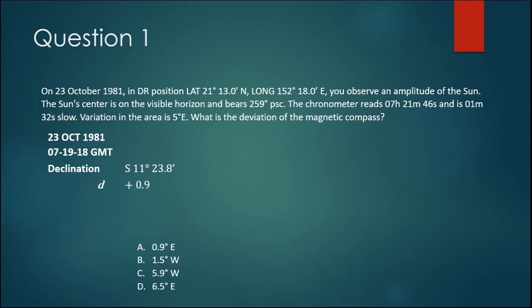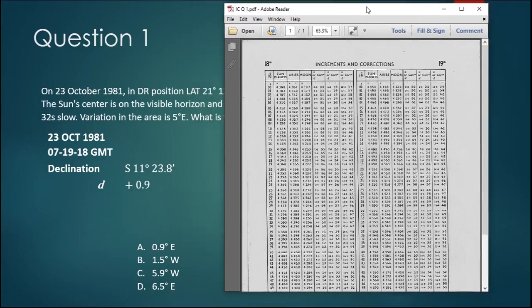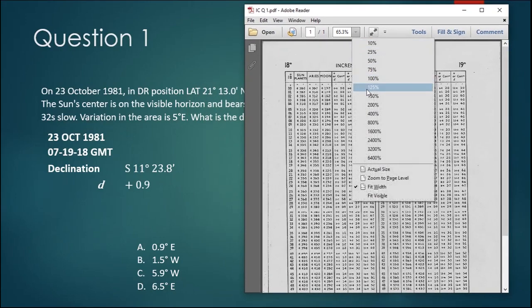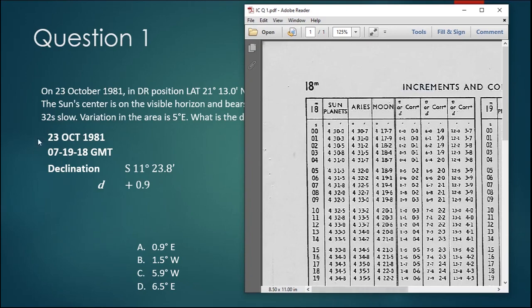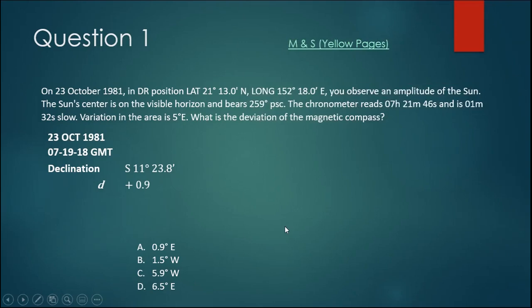And from here, we'll go to the increments and corrections to see what that little d converts to on the 19-minute chart in the increments and corrections. So again, we'll blow this up so we can see it, and we're working with 19 minutes. So we're over here and we're looking for 0.9, and that gives us a little d correction of 0.3. And again, we're finding the declination the exact same way we did in the azimuth problems.